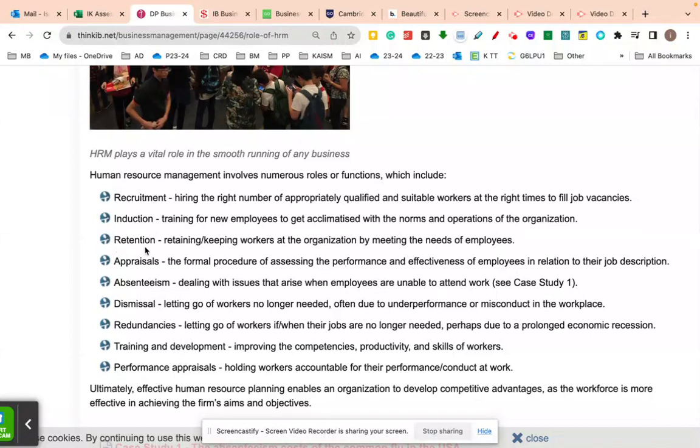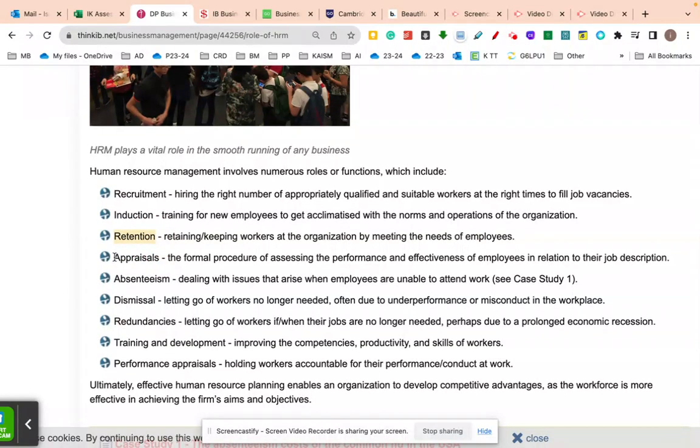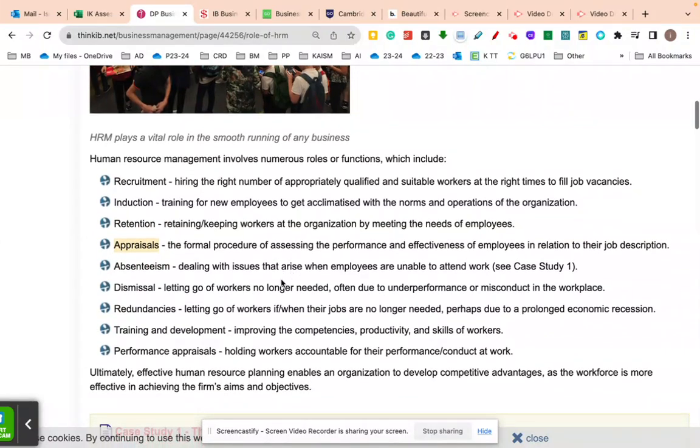Retention, trying to keep your workers. And that could be by bonuses, treating them well, or it could be flexibility, other types of bonuses or help, which is not financial. We'll go into that in the future. Appraisals. Again, this is checking the performance of the workers, and this can happen continuously or it could happen at the end of a certain period. Another thing, absenteeism, dealing with people who are not coming to work. How do you deal with this? And it costs businesses a lot of money in order to cover them.